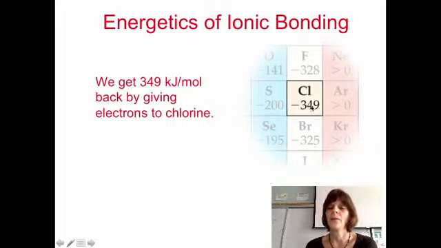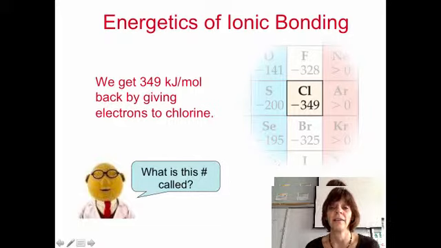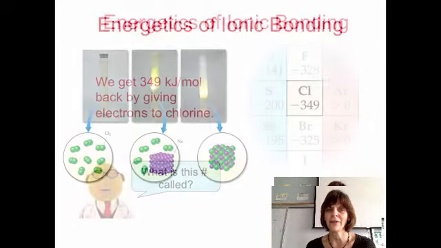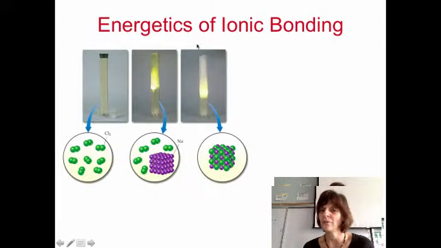And chlorine, when it gains an electron, as in ionic bonding, it releases 349 kilojoules per mole. That is called electron affinity. Now, if you think about those together, that's a net absorption of energy.